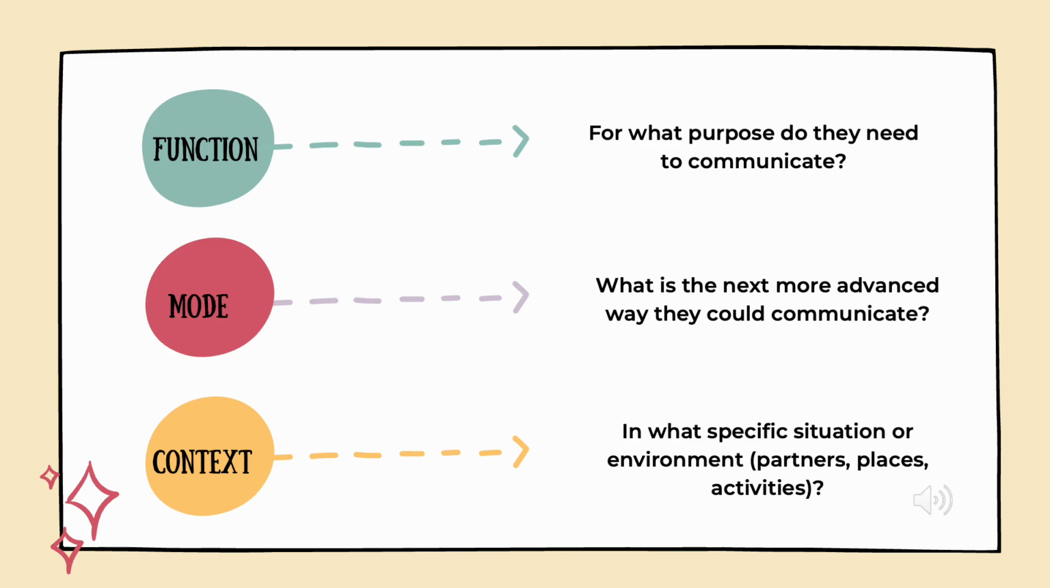Next, we're going to look at their mode of communicating, and we're going to consider what's the next most advanced way they communicate. So if they're currently communicating through gestures, physical gestures, facial expression, could we add a symbol or a sign or a word to make this communication something that more people will recognize, so it'll be more efficient for them? And finally, we look at the context. So where and in what activity or situation with whom are they needing to communicate this?